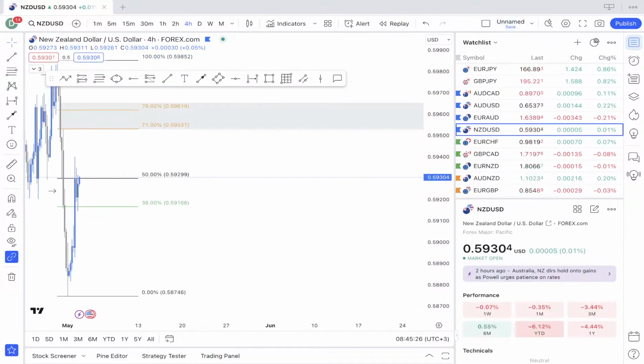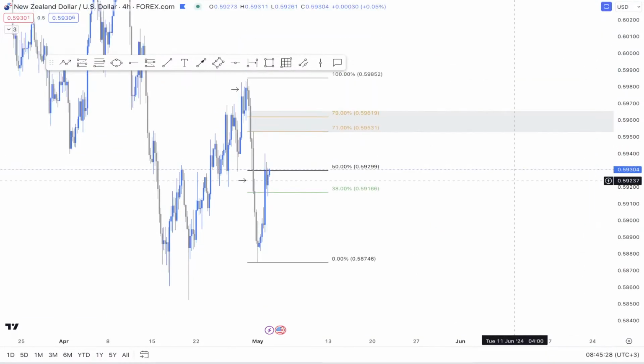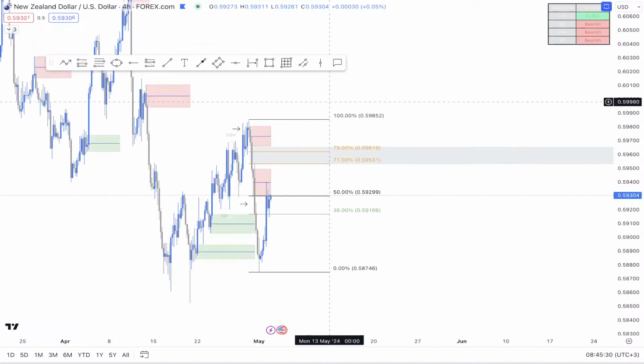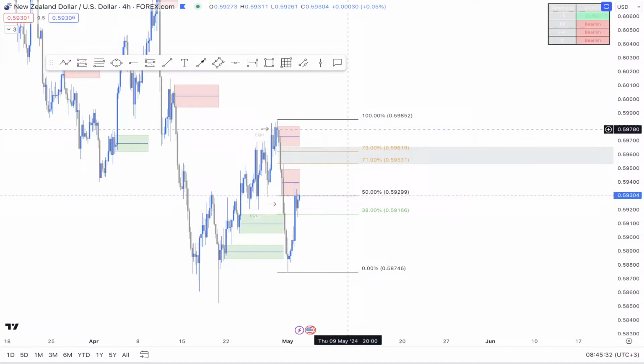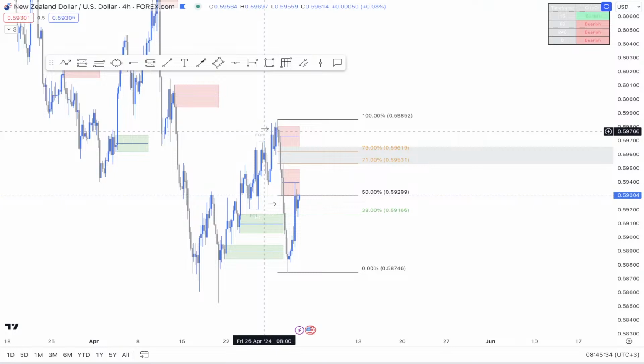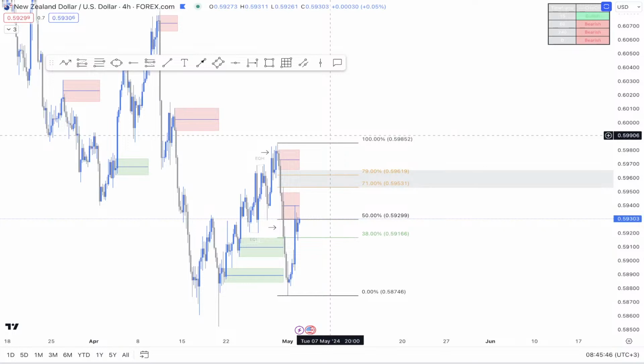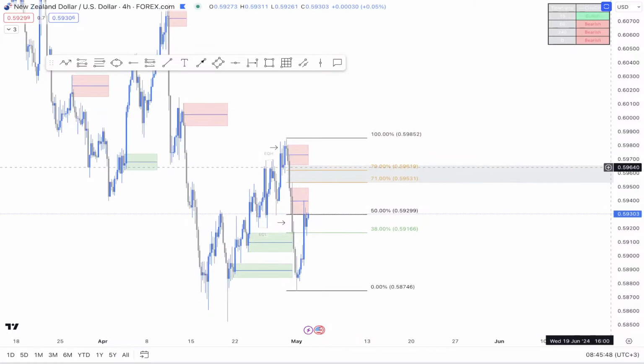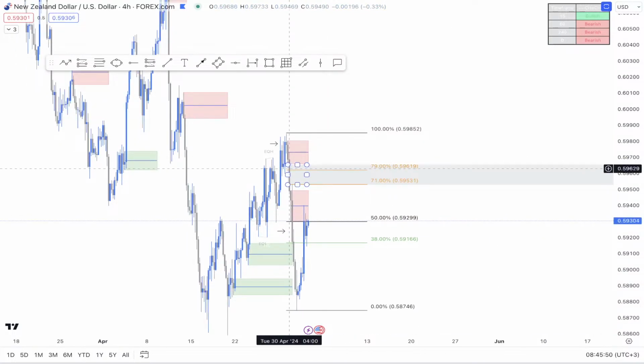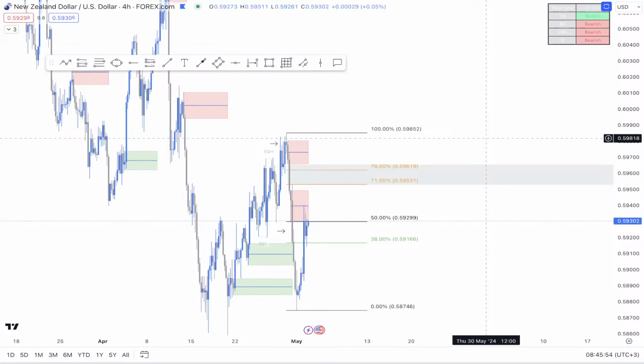On NZD USD, we have a bearish opportunity. Right here we have a bearish shifted momentum similar to AUD USD. We have a liquidity grab right here, followed by a very impulsive break of structure to the downside caused by this bearish leg. Okay, very clear to see that this was an aggressive break. Why? Because imbalance was left behind. I was able to identify this fair value gap right here that, as we can see, is lining up perfectly with the point of interest.